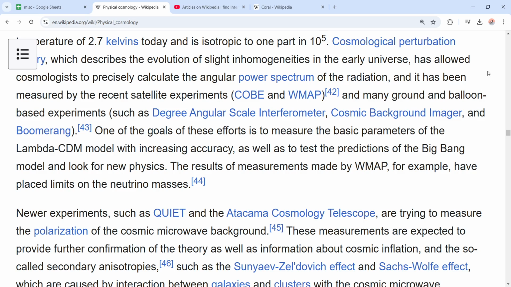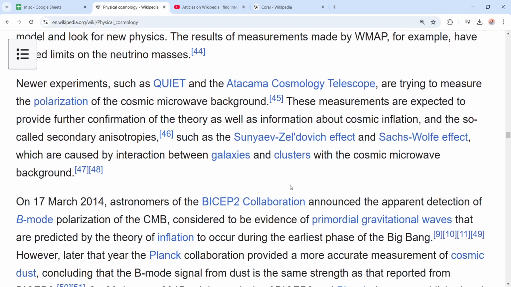One of the goals of these efforts is to measure the basic parameters of the lambda CDM model with increasing accuracy, as well as to test predictions of the Big Bang model and look for new physics. The results of measurements made by WMAP, for example, have placed limits on the neutrino masses.